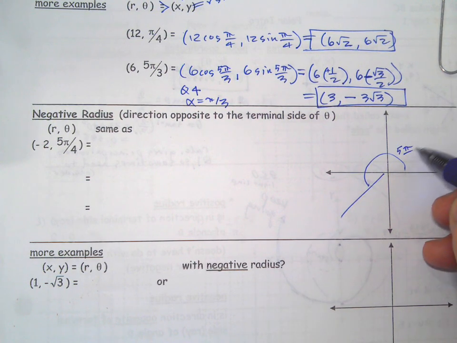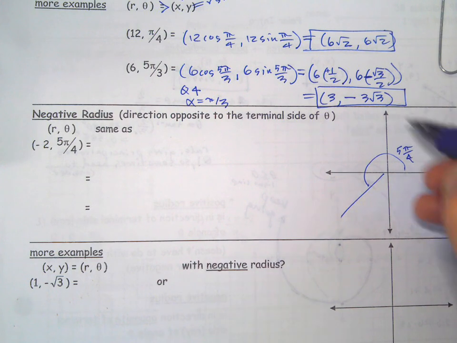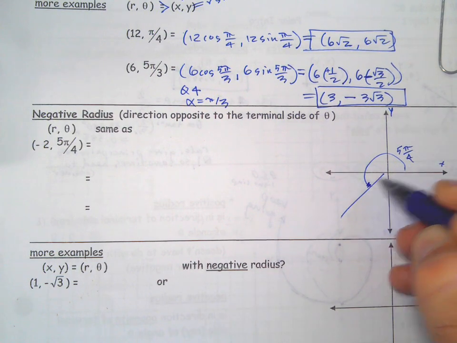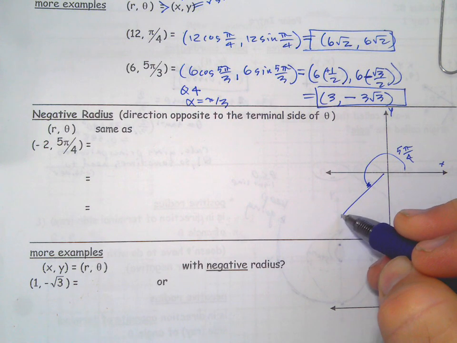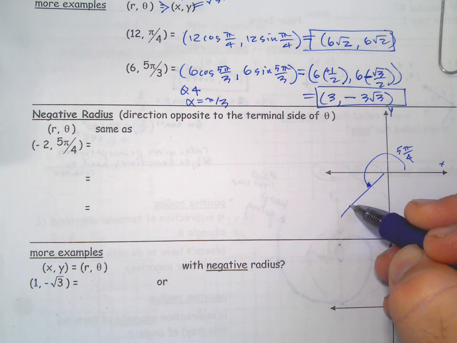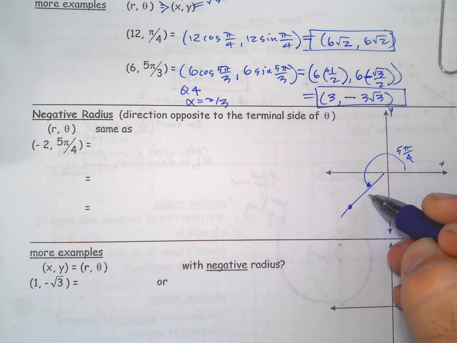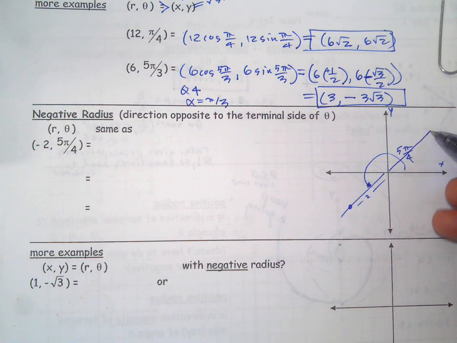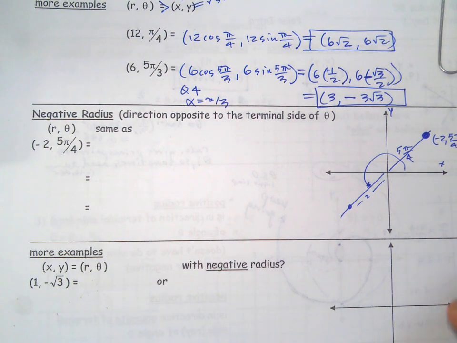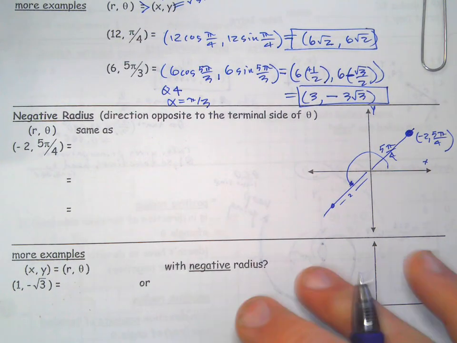We always start at the positive x-axis. That's the beginning of it. And then the radius is negative 2. So you might think, oh, let's go right here. Nope, it's going to go backwards 2. And so this is your final answer for this polar coordinate pair. It goes backwards from where the angle ends.